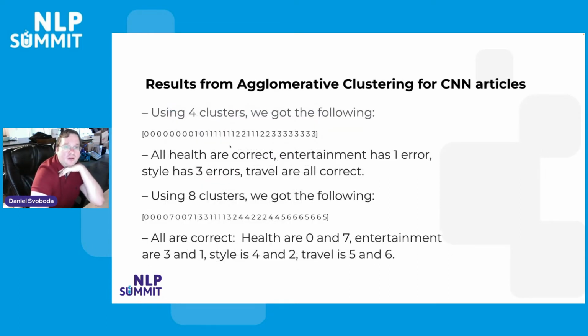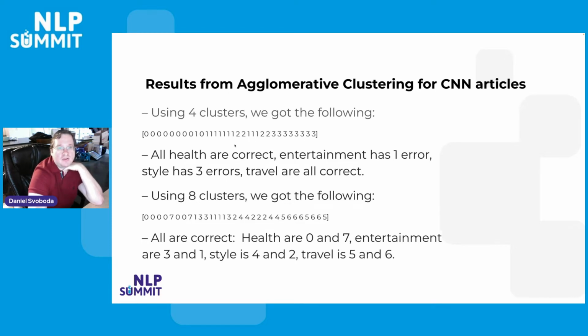So using 4 clusters, you can see that the cluster numbers were 0 to 3. So the zeros are the health ones. They were all detected correctly. Entertainment had a 0 instead of a 1, so there was 1 error. Style is denoted by 2, and they had 3 1s, which again was an error.